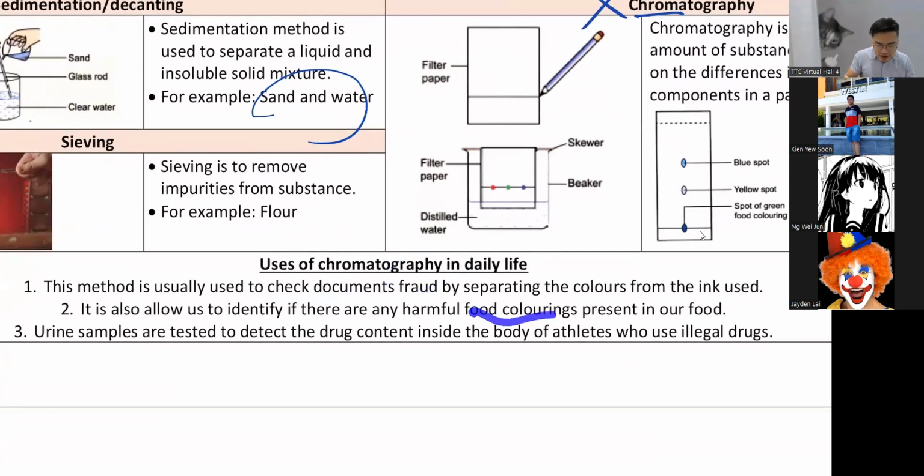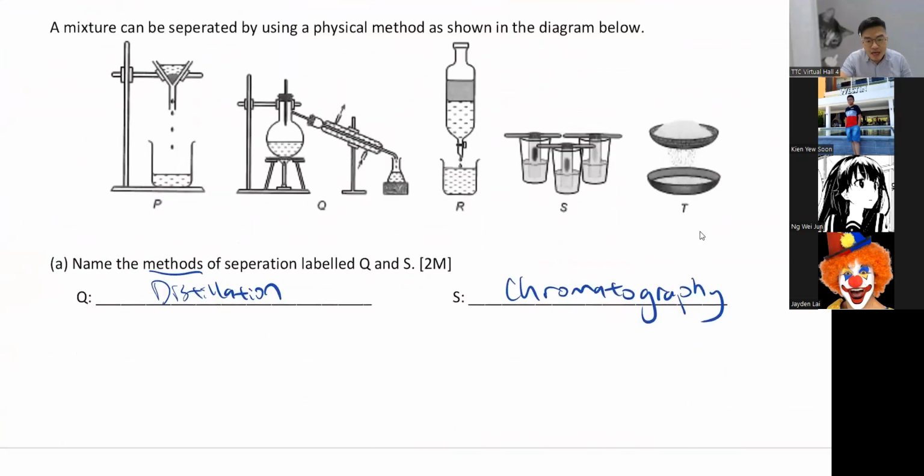To check food coloring. To check drugs in urine. You know those urine drug tests? You know, when you go for Olympics, after you finish your competition, you need to do a urine test. They will test you for drugs. They do this chromatography lah. Even guys, when they do DNA testing, they will use chromatography also. You know it's DNA testing, right?